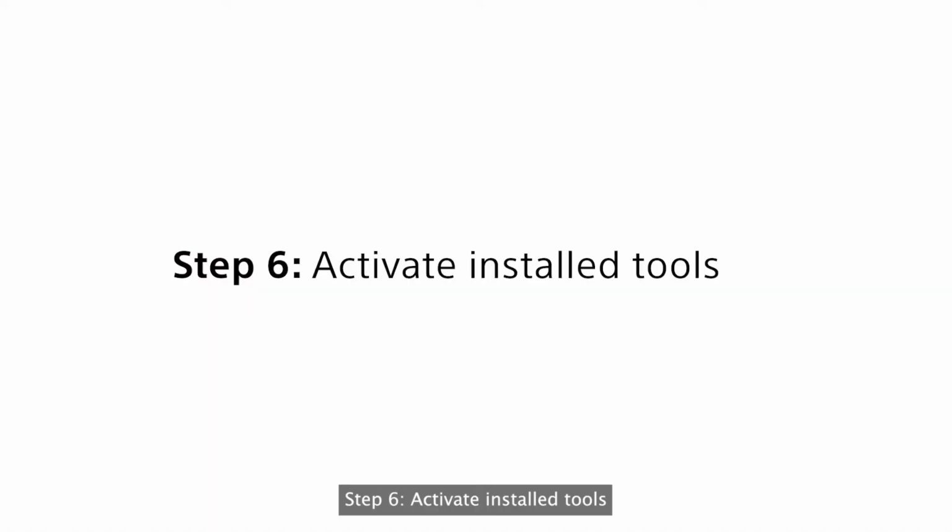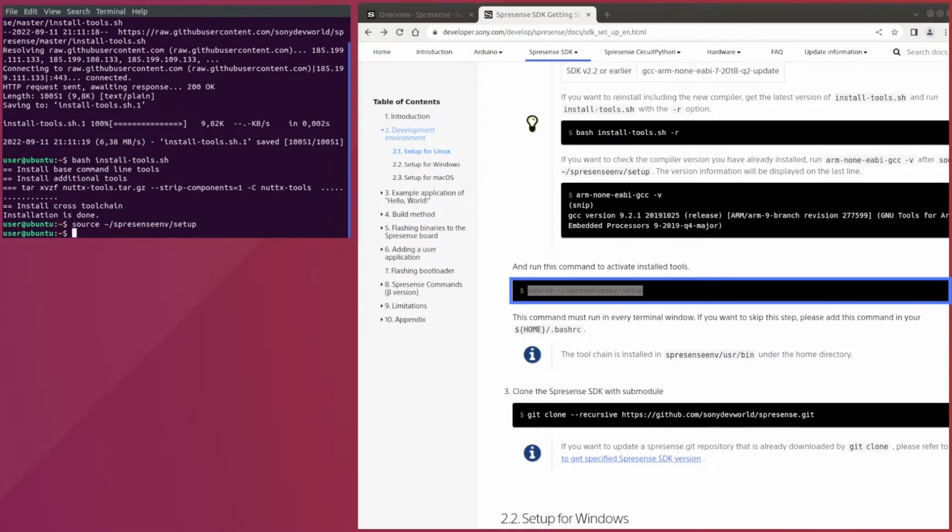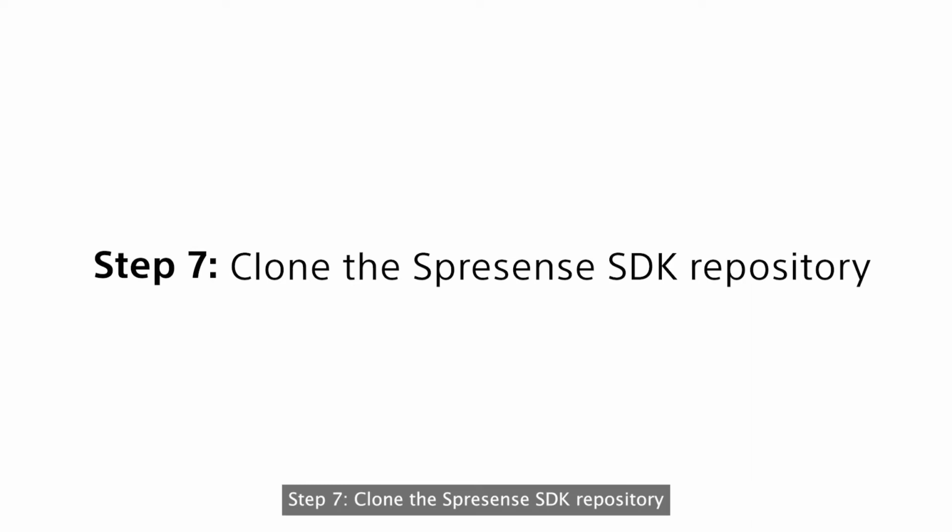Step 6. Activate Install Tools. Step 7. Clone the Spresense SDK repository.